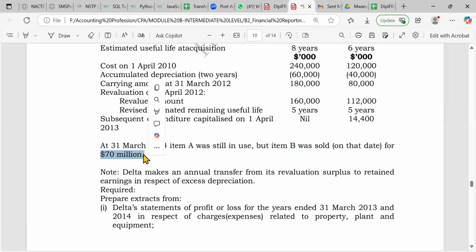So you have to watch. If this is 70 million and we put it here, it would look like 70,000, but it is actually 70 million. You saw that? Okay. Thank you so much.